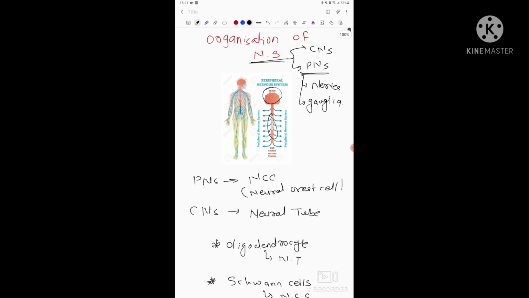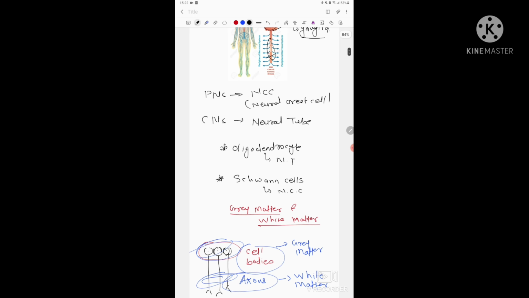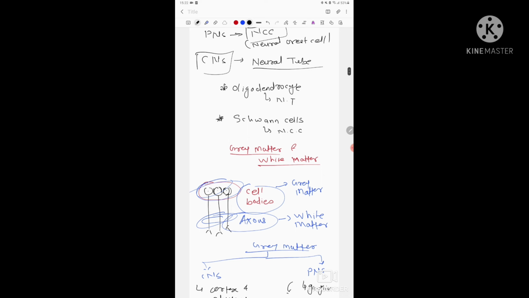The first one, the organization of the nervous system. The nervous system is comprised of the CNS and PNS. CNS is comprised of the brain and the spinal cord, and PNS is comprised of the nerves and the ganglia. PNS is contributed by the neural crest cells, and CNS is contributed by the neural tube. Another difference: oligodendrocytes are formed from the neural tube, and Schwann cells are formed by the neural crest cell.